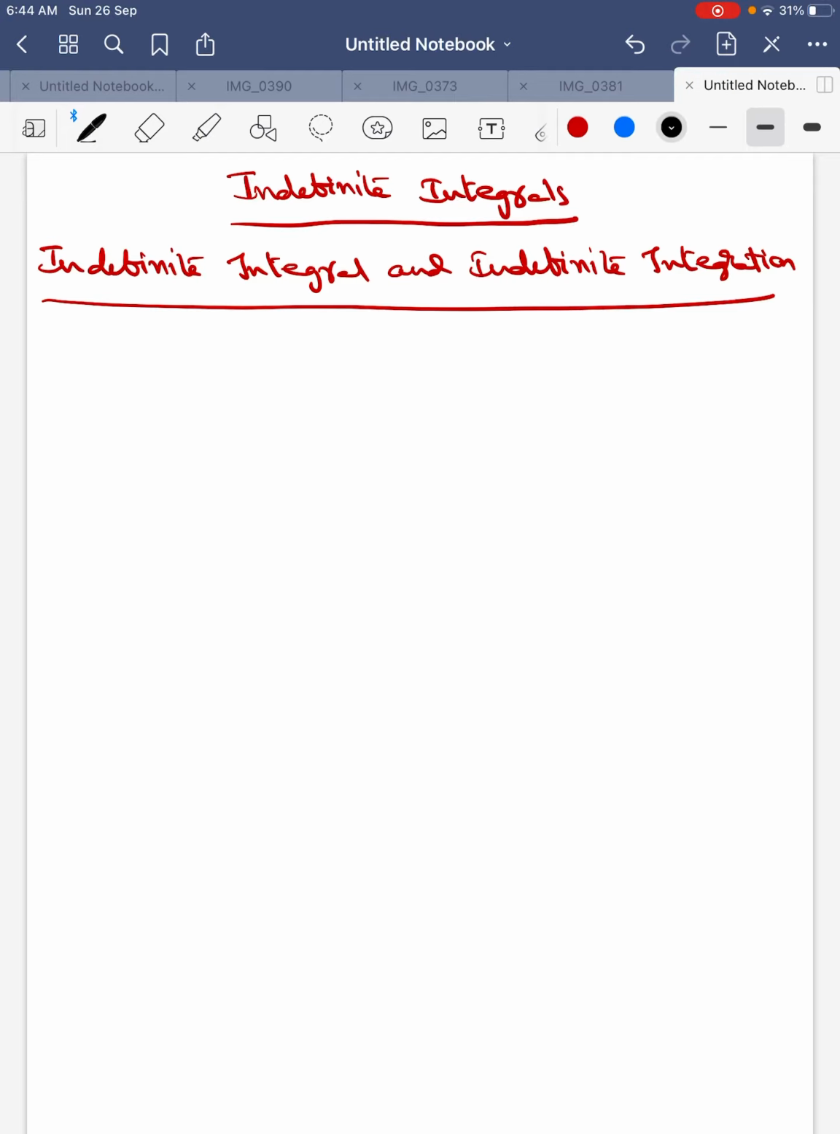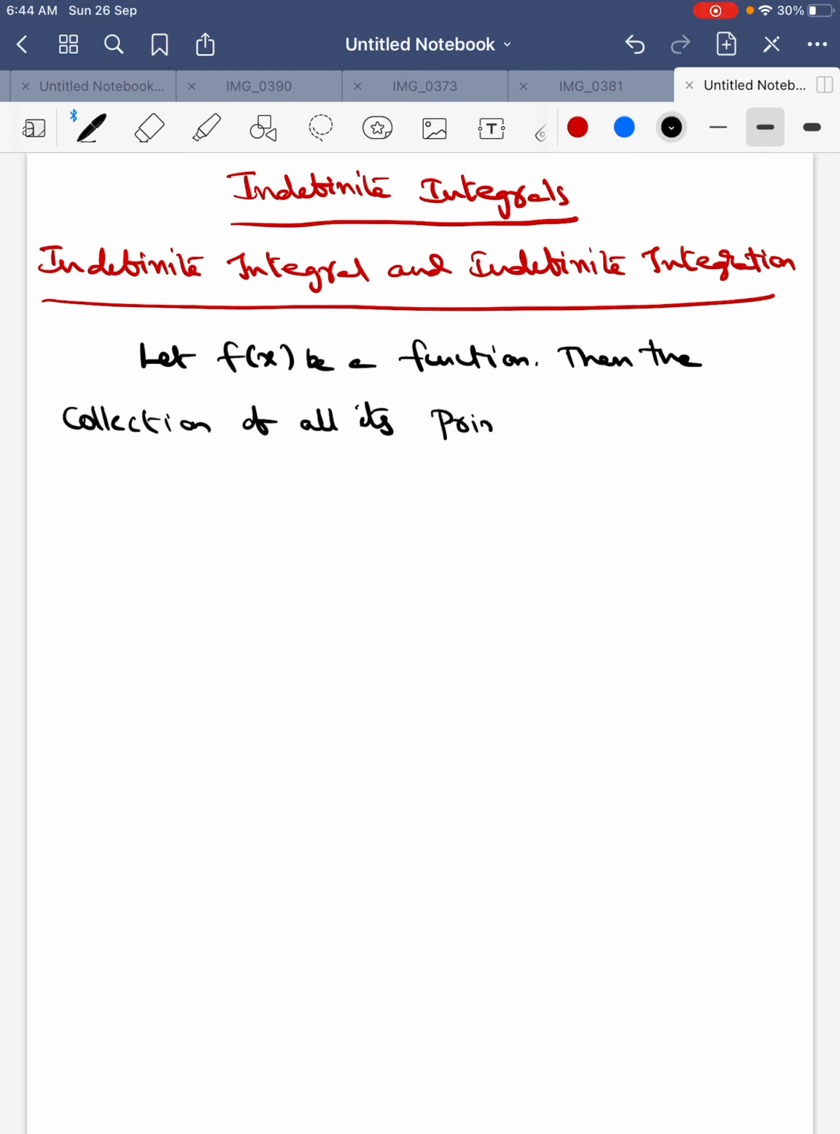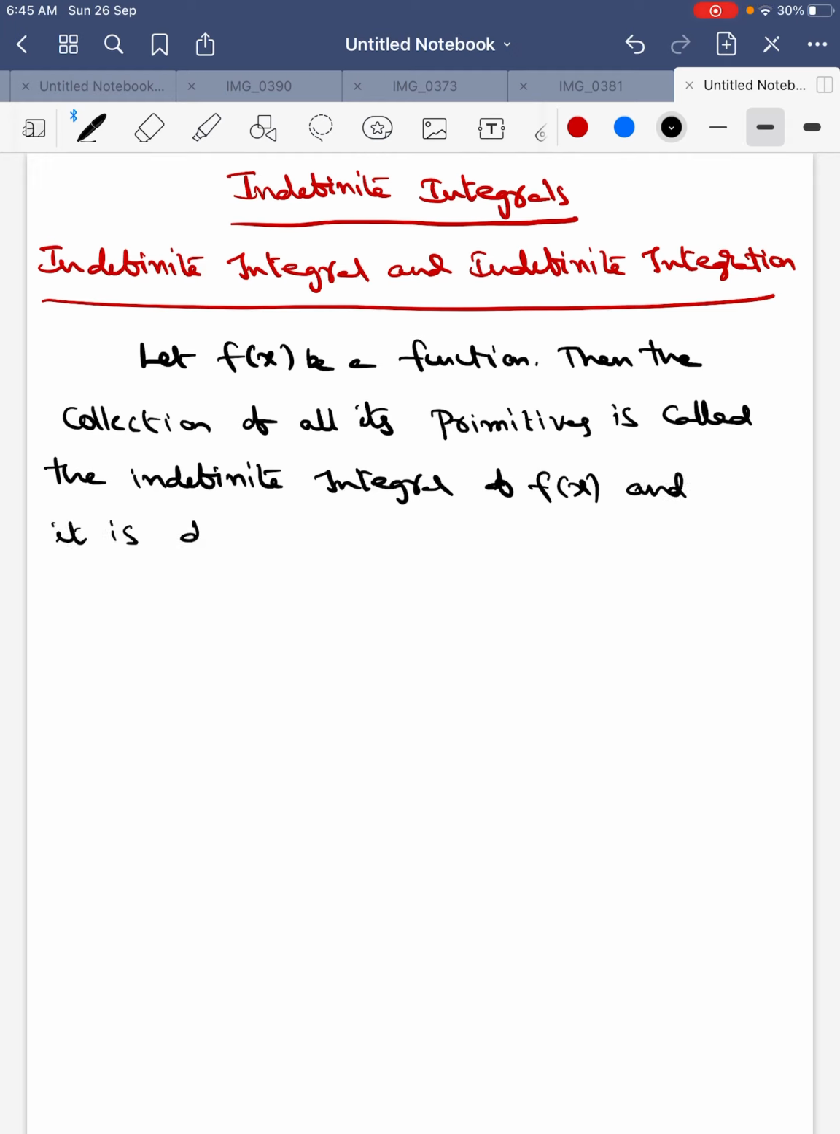Integral and indefinite integration. Let f of x be a function, then the collection of all its primitives is called the indefinite integral of f of x, and it is denoted by integral f of x dx.